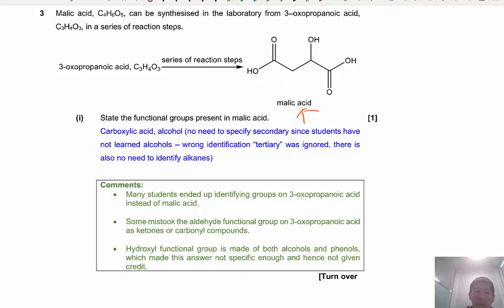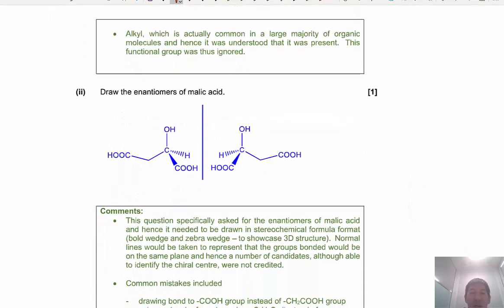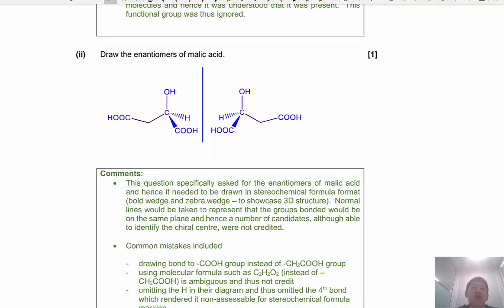The last mistake: instead of saying alcohol, you say hydroxy. Not acceptable, because hydroxyl can mean either alcohol or phenol. So this answer is not specific enough. We will not credit it. Okay, draw the enantiomers of malic acid.